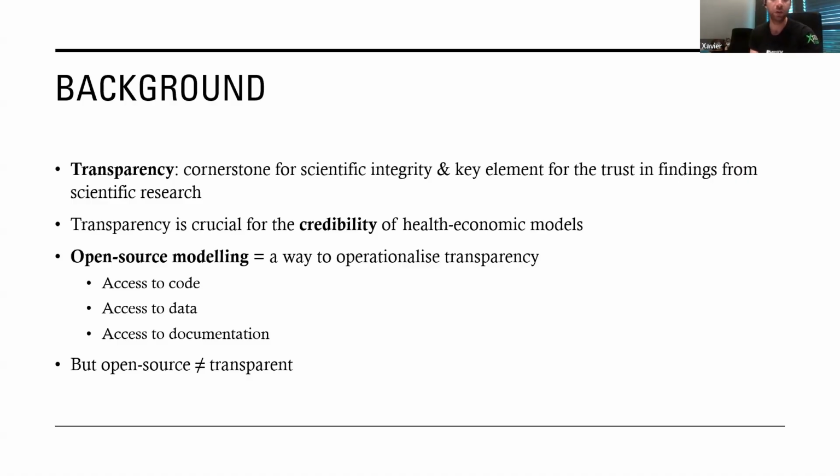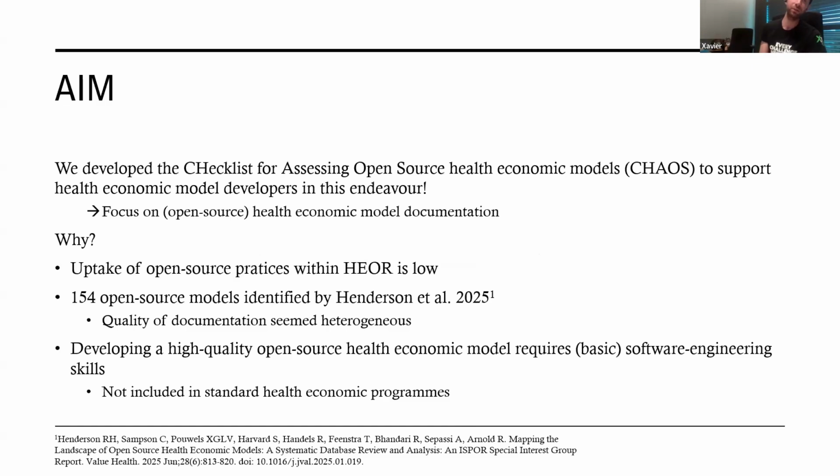Because as you may know, a model can be open source, but it doesn't always mean that it is really transparent. So the aim that we had with CHAOS, so the checklist for assessing open source health economic model, is to support health economic developers in making their model more transparent. And we focus actually on the documentation, so the transparency of the documentation of these open source health economic models.